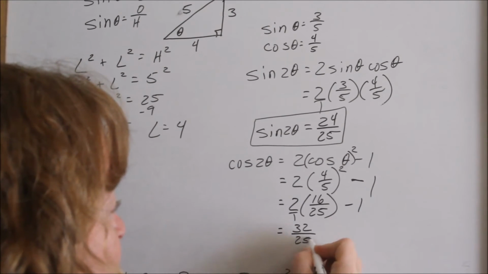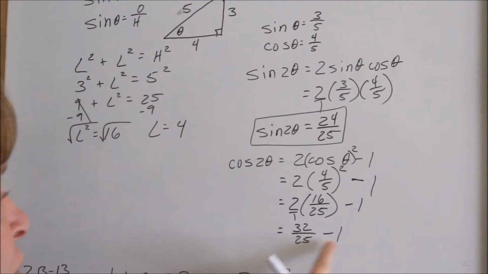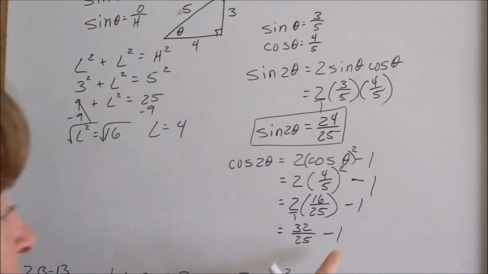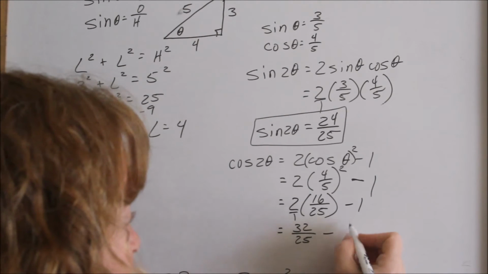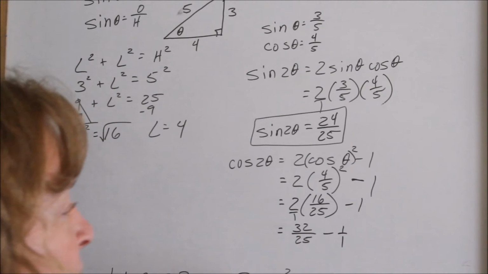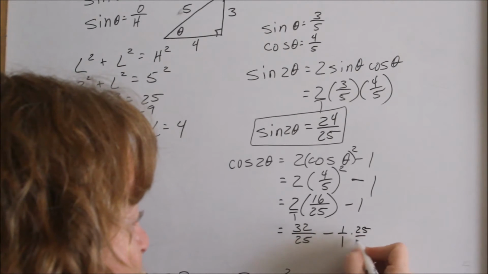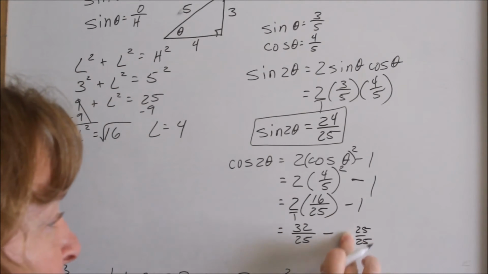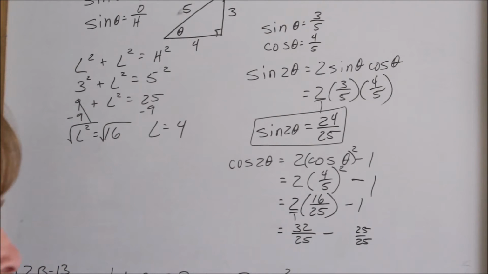32 over 25 minus 1. You're subtracting fractions. Now you have to do a common denominator. Okay? I need here to be a denominator of 25. Right now I've got 1 over 1. Multiplying it by 25, then I basically end up with 25 over 25.